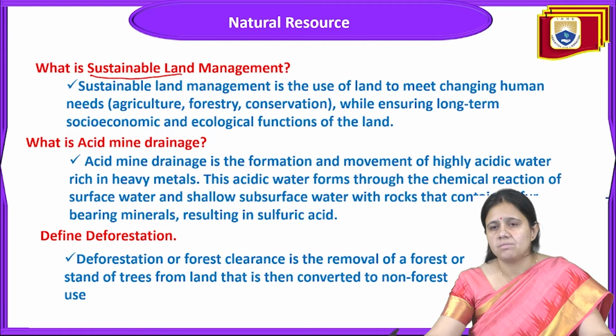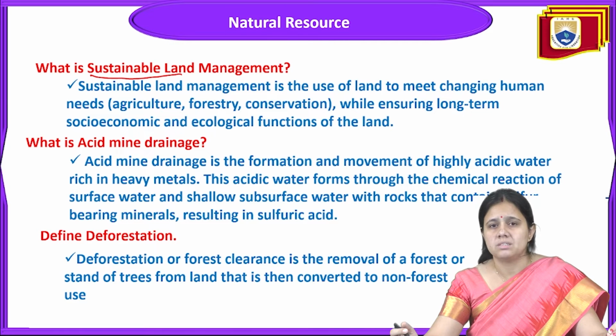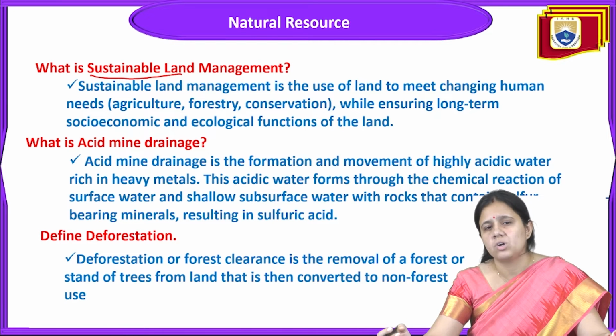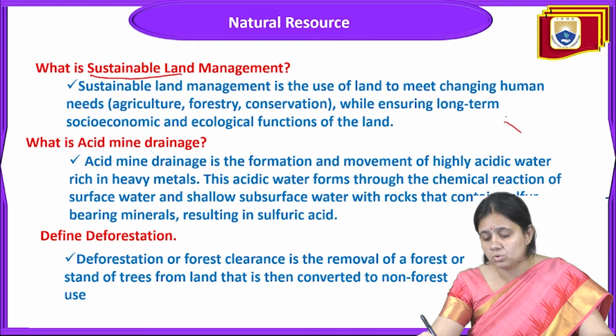It is the formation and movement of highly acidic water that is rich in toxic heavy metals. This acidic water forms through a chemical reaction of surface water and shallow subsurface water with rocks that contain sulfur-bearing minerals, which results in sulfuric acid. Acid mine drainage means acid will enter into the mines.